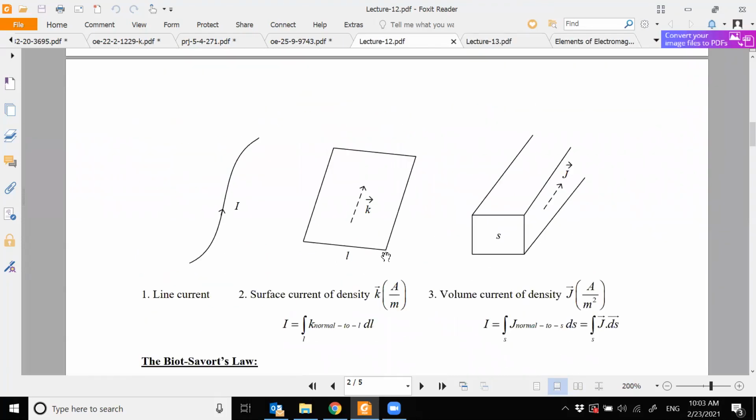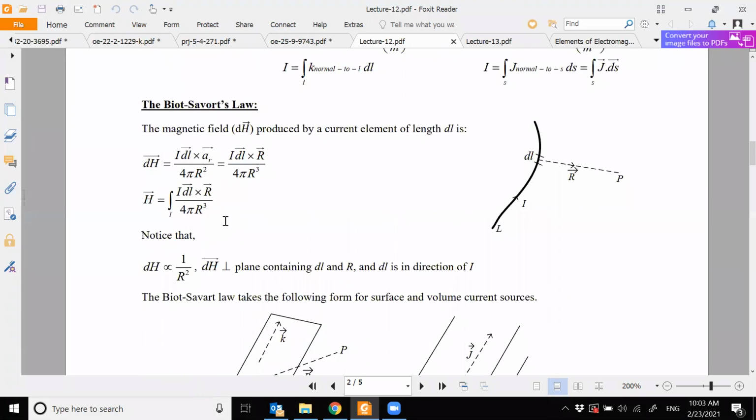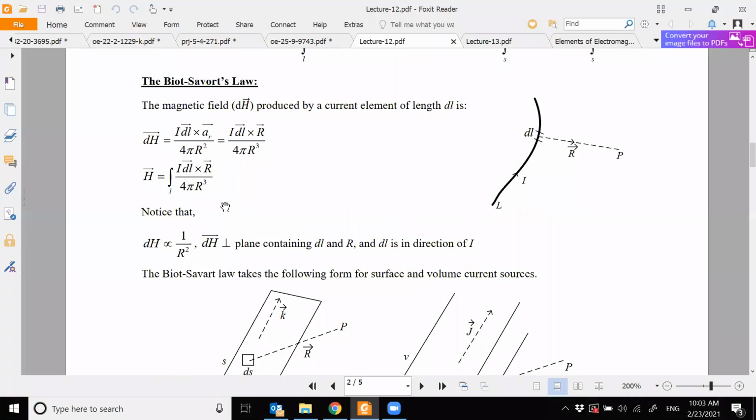Where we looked at different types of currents that can exist: line current, sheet current, volume current. This is the more generalized case. This is the special case of the volume current, and this is also the special case of the volume current, where one dimension is almost negligible, and here two dimensions are almost negligible. Then let's start here. So we are going to look at the main law, which is the Biot-Savart's law.